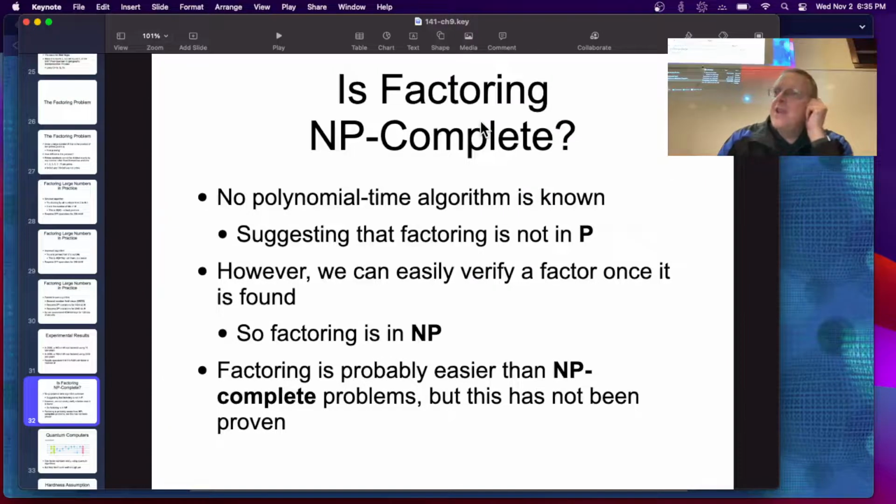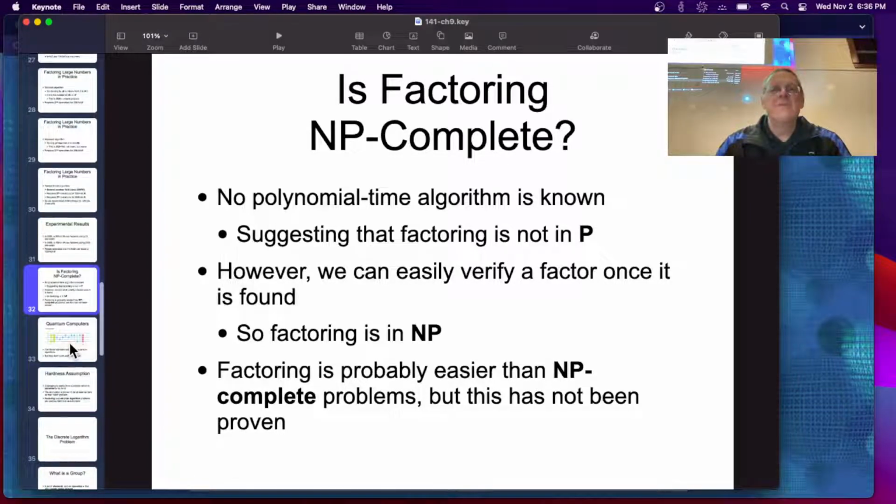So is factoring NP-complete? Nobody knows. No polynomial time algorithm is known, so it appears not to be in P. It's not an easy problem, and you can easily verify a factor when it is found, so it's definitely in NP, and so they think it's probably easier than NP-complete, but none of these things have been proven.